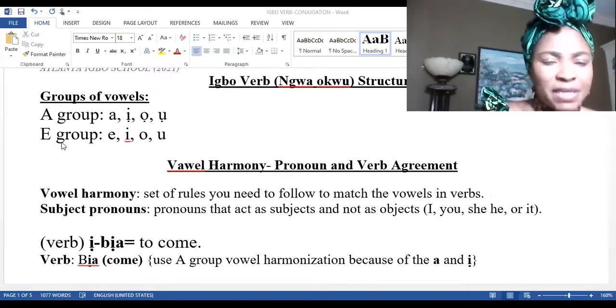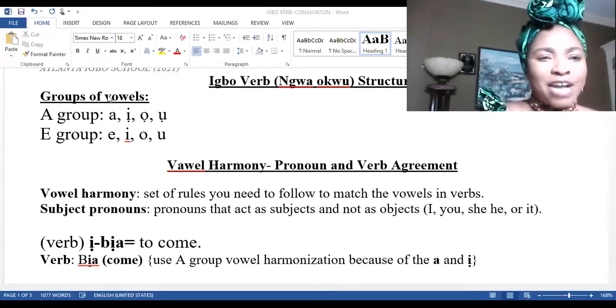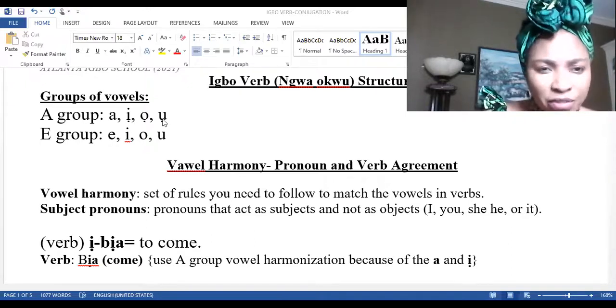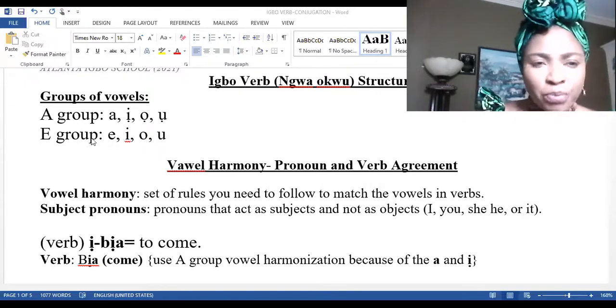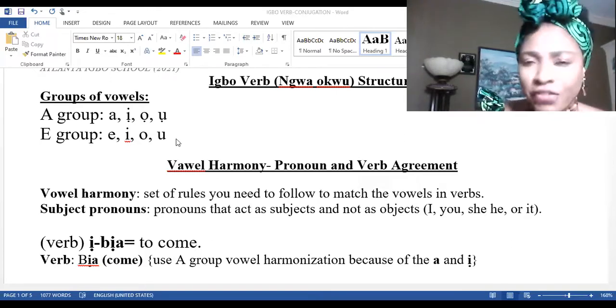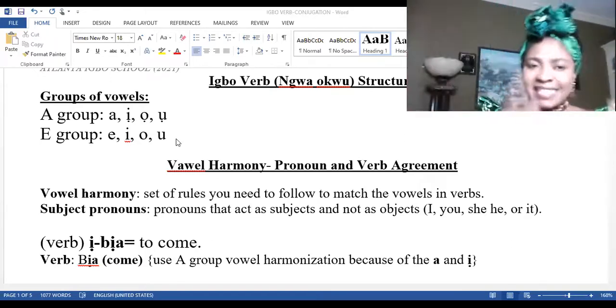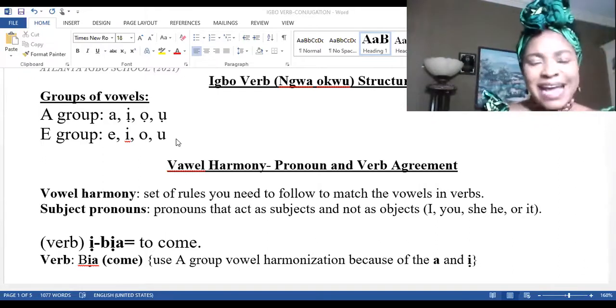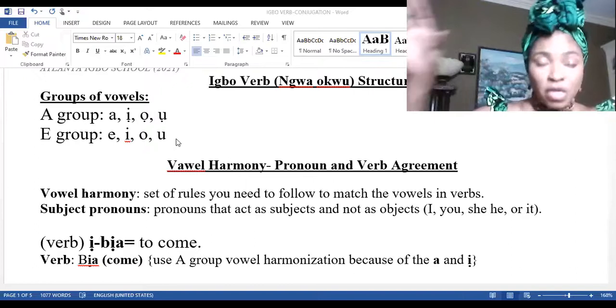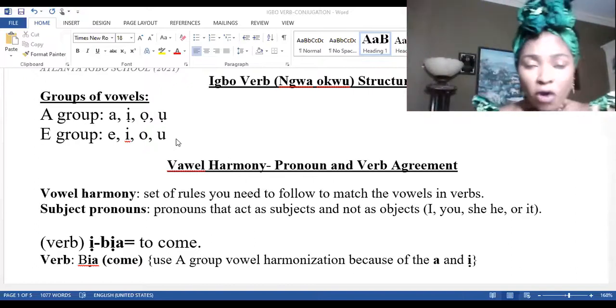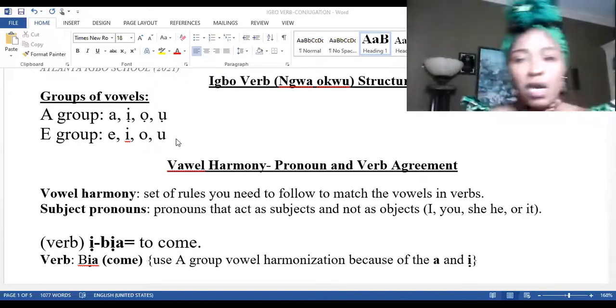Okay, you are not listening, but I need every other person to listen. If you look at the A group, all the vowels there have dots underneath them. You look at the E group, all the vowels have no dots underneath. That's the difference, because we have 8 vowels. So we have 2 groups, 4 and 4. That's how you know.